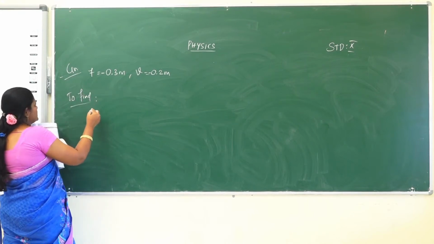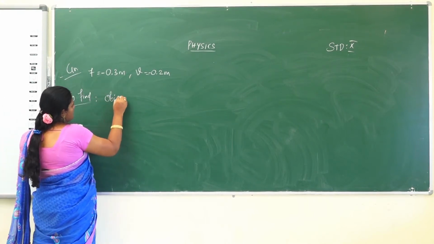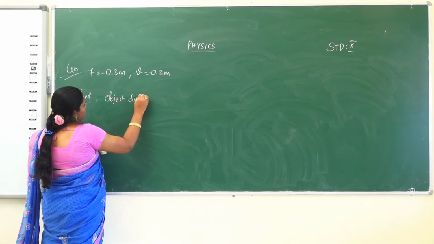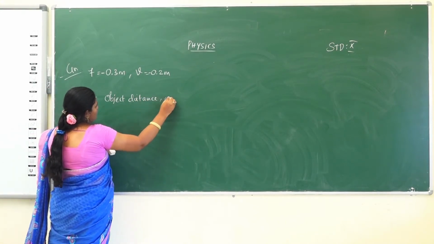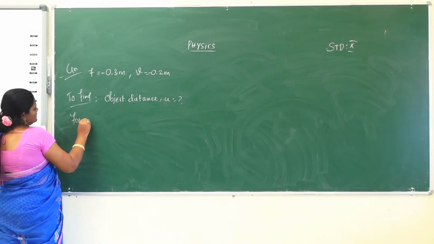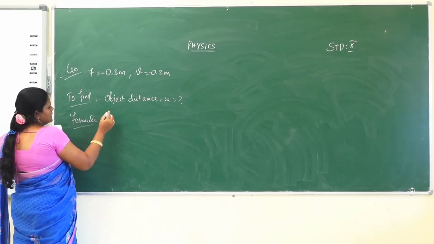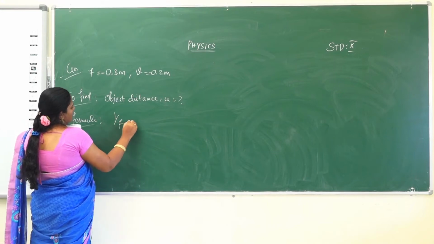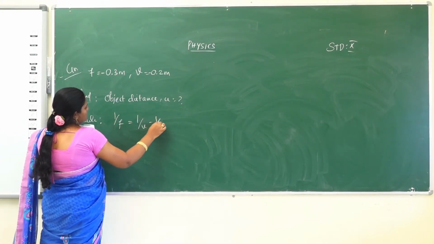That is the object distance, u is equal to question mark. Okay. Then what's the formula that will be used to solve this? That is the lens formula: 1 by f is equal to 1 by v minus 1 by u.